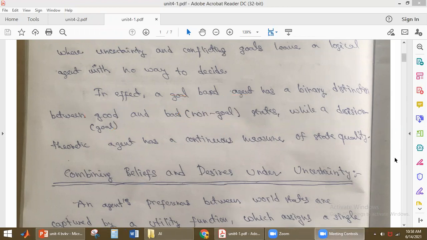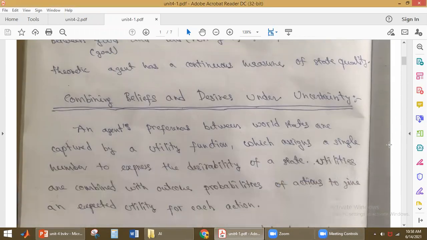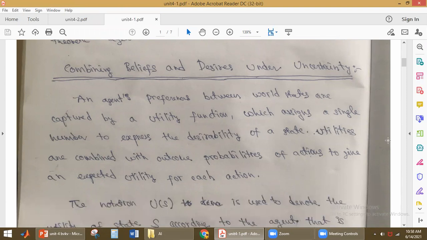Before discussing how it is taking decisions here, first we will discuss the beliefs, desires and the uncertainty. So we are going to discuss what the uncertainty, beliefs and desires are. Here we will have different states. Whenever an action is performed, we have discussed that we get different states. So the agent should take a preference between these states. Which state is to be considered?